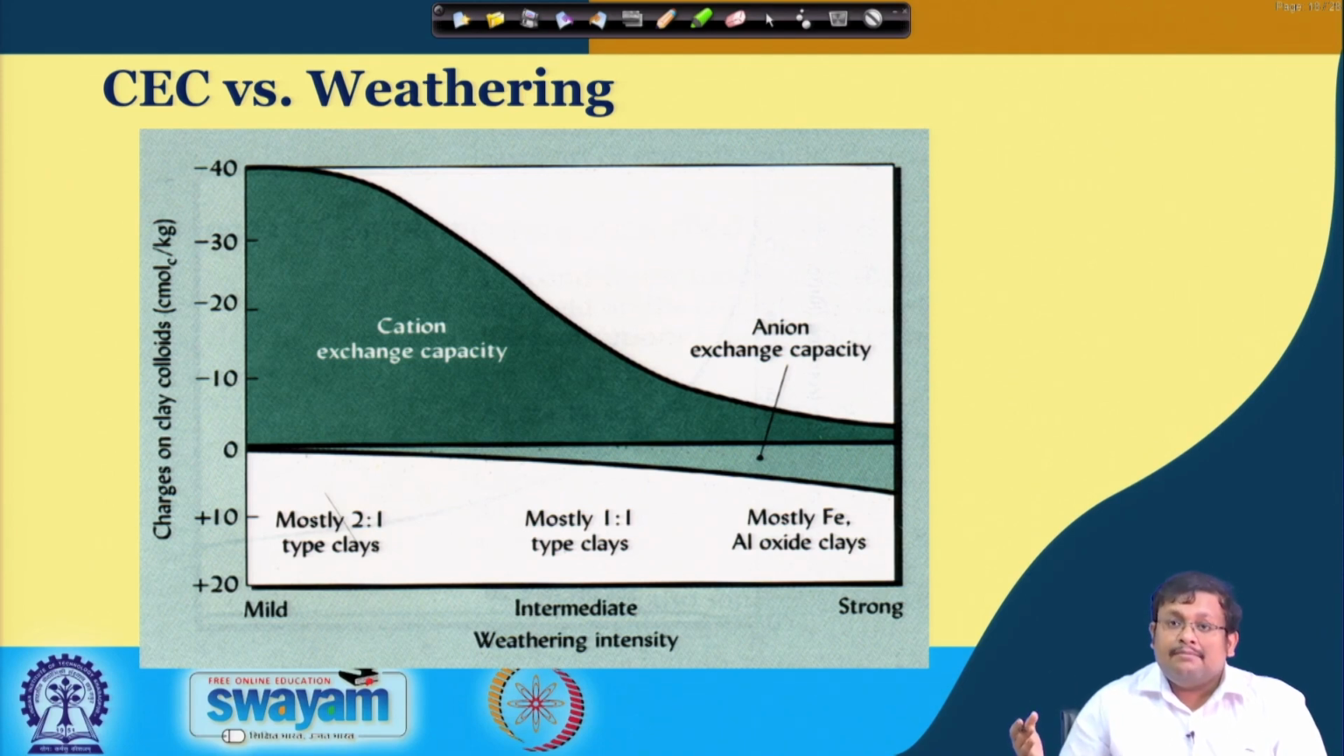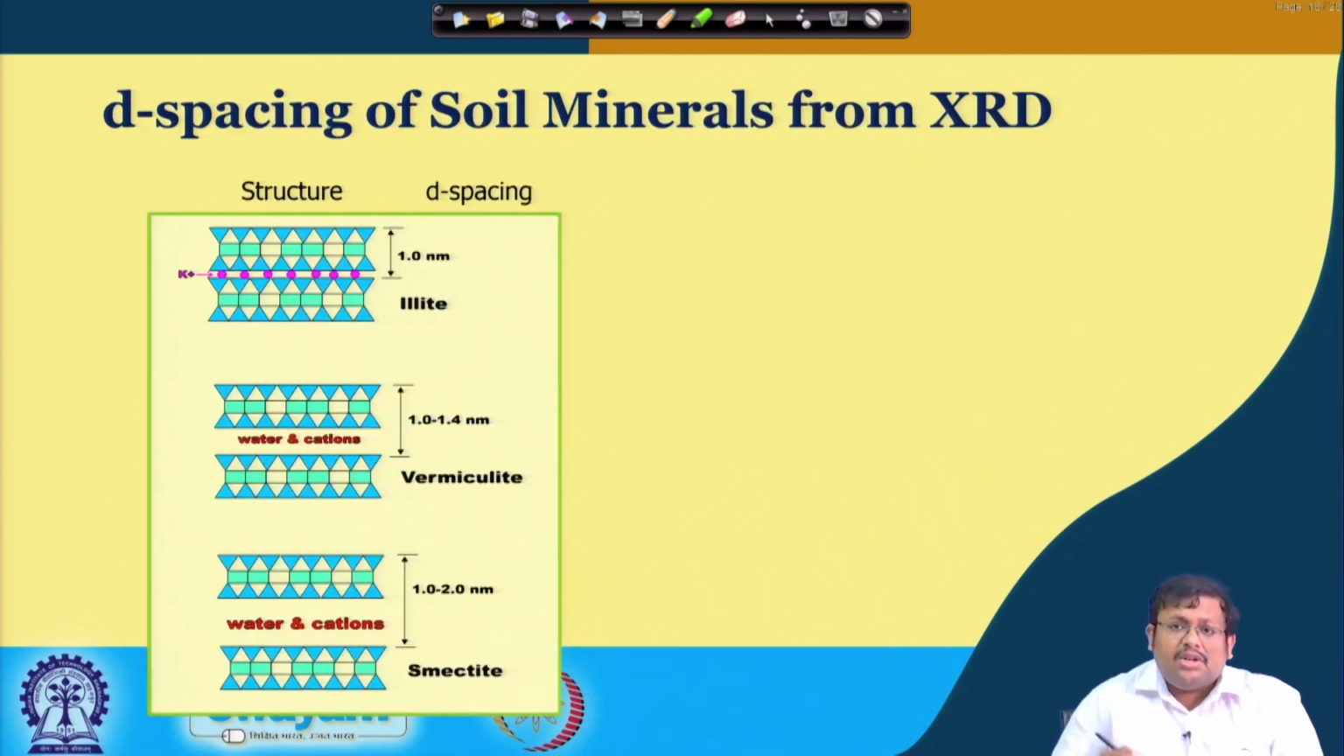So, as a result of more pH dependent charge, they produce some anion exchange capacity. So, this is the relationship between weathering, CEC and AEC. The d-axis spacing, you can see, is another important aspect of differentiating different types of clay minerals.